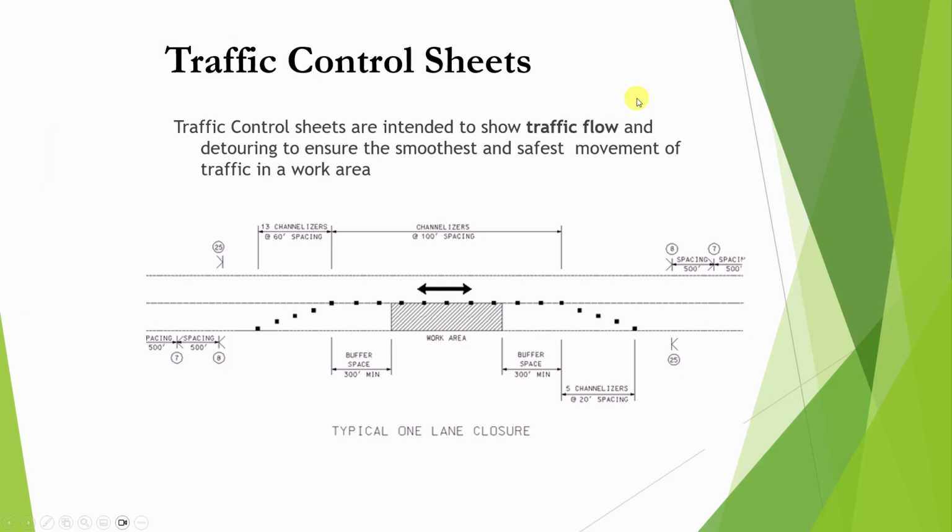Traffic control sheets are intended to show traffic flow and detouring to ensure the smoothest and safest movement of traffic in work area. Okay, so let's look at this one here. You can see there's a work area here, and usually it's designated by this hatching that's out there. You'll see channelizers. It says I want channelizers here at 100-foot spacing. You also see over here you have 13 channelizers at 60-foot spacing. You also see some numbered signs. I don't know what those signs represent because it isn't on this sheet, but there's some information.